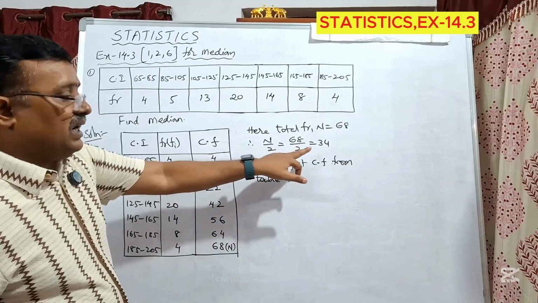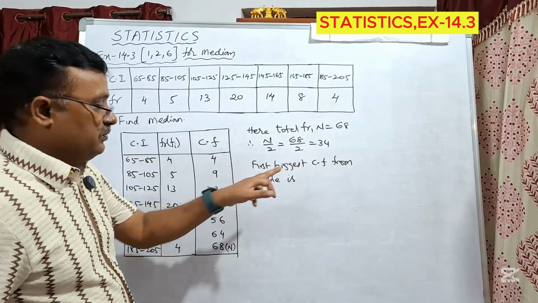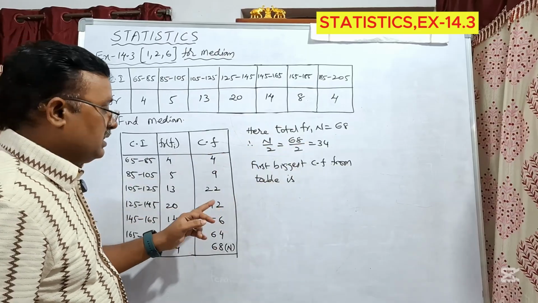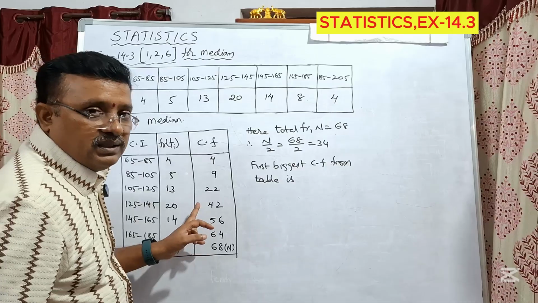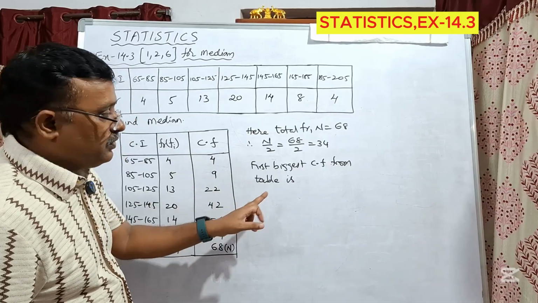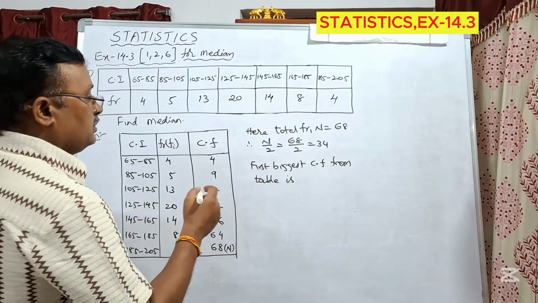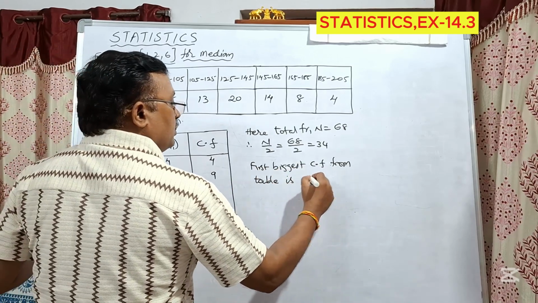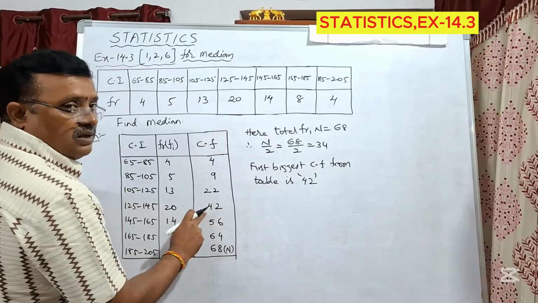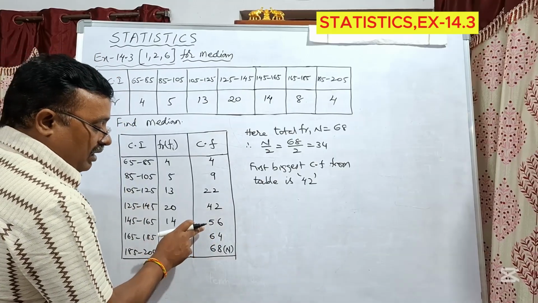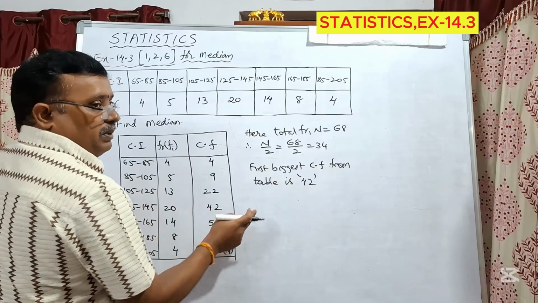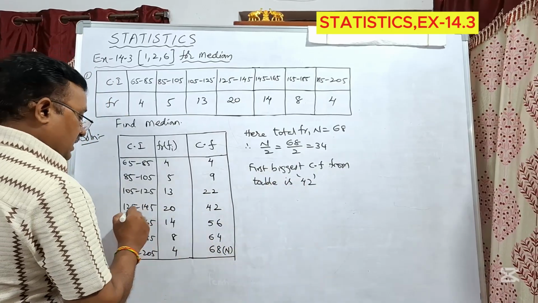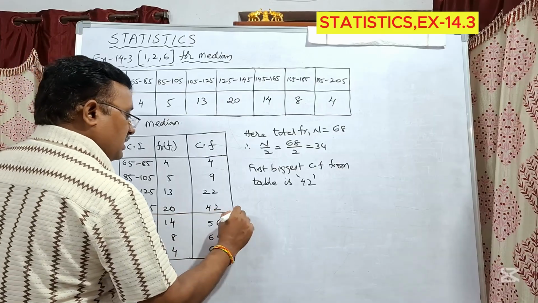4 is not bigger than 34. 9 also not more than. 22 also not more than that. Next one, 42. This is the first biggest cumulative frequency than n by 2. So the first biggest cumulative frequency from the table is 42. From here all are bigger than 34 only, but among them the first one is 42. That gives us the median class.